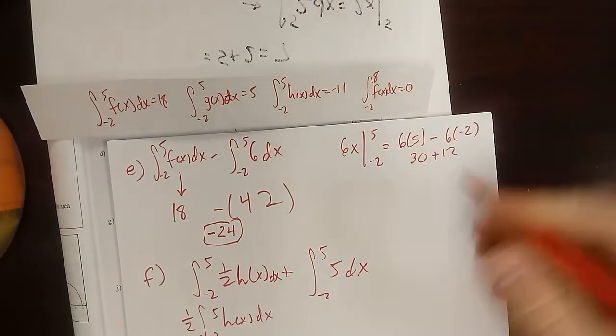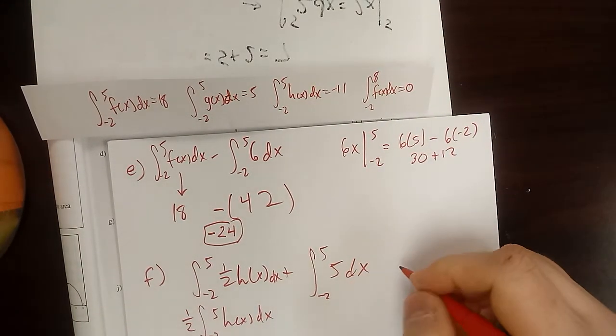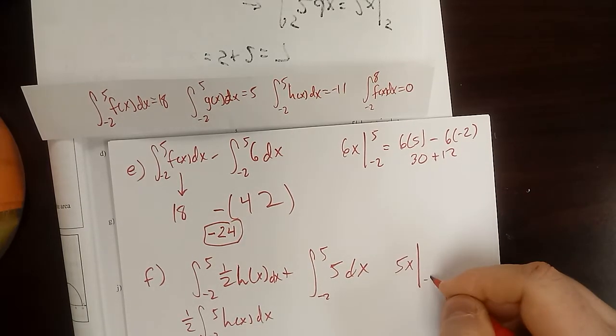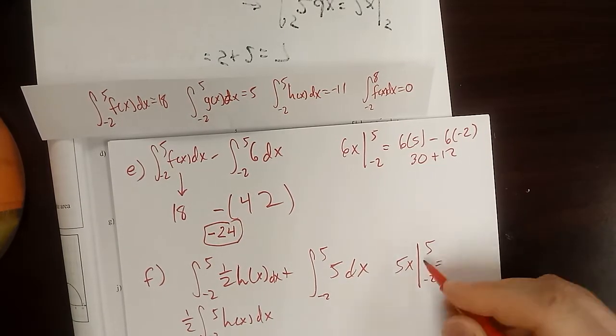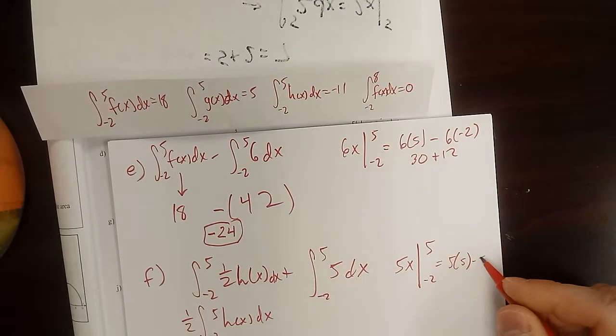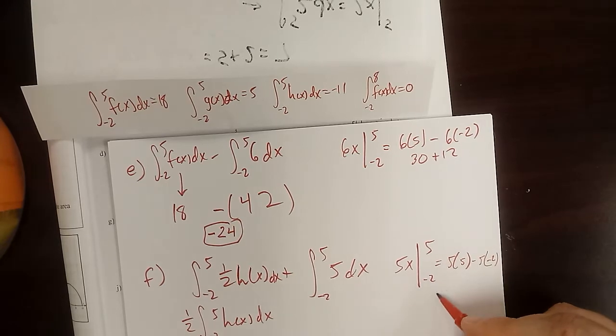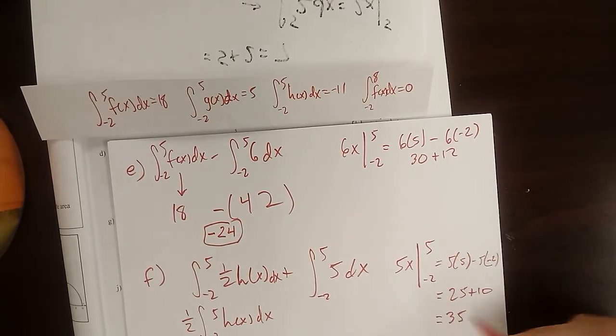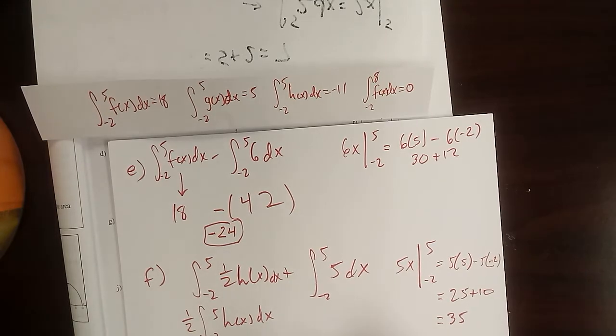Then over here with this 5, we're going to have to do the same thing. We'll integrate 5. We'll get 5x, evaluated from -2 to 5. So we'll do 5 times 5 minus 5 times -2. So I get 25 plus 10, I get 35.